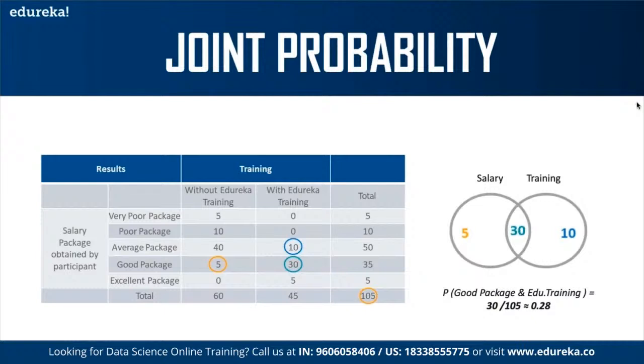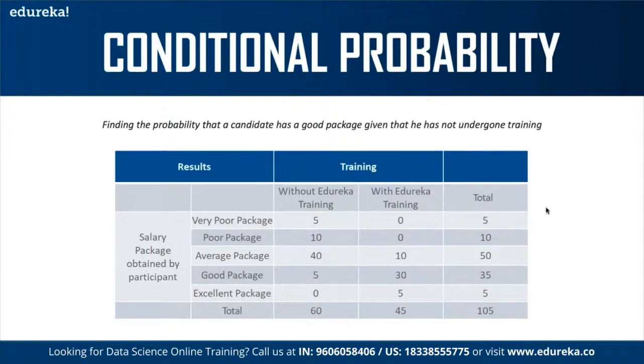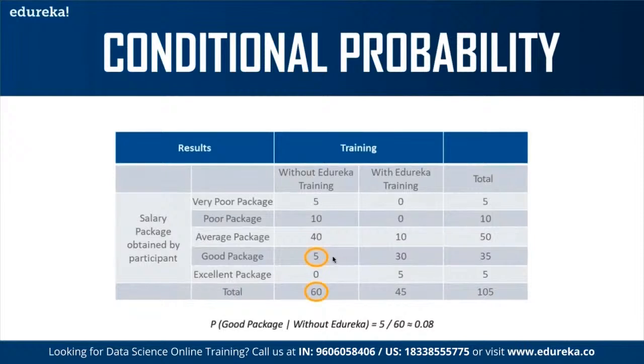And then, at last, we find the probability that a candidate has a good package but has not undergone the training. How much do we have? We have 5 divided by the total of 60. That is 0.08. So there is only an 8% probability that a person will have a good package without going for any form of training altogether.